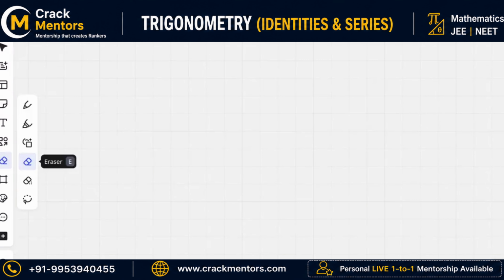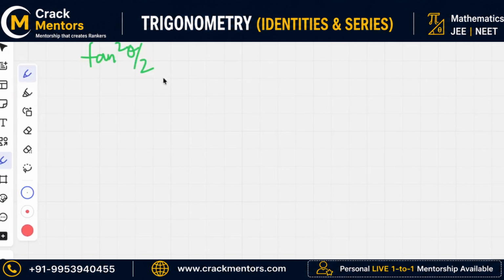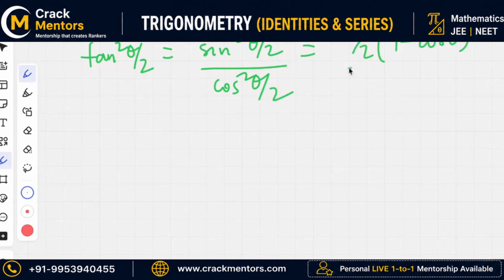Okay. How would you write tan square theta by 2? For that we can do it like sine square theta by 2 upon cos square theta by 2. Now sine square theta by 2 would become 1 by 2 (1 minus cos theta), and this would become 1 by 2 (1 plus cos theta), using that double angle cos 2A only. So that means tan square theta by 2 is (1 minus cos theta) upon (1 plus cos theta).